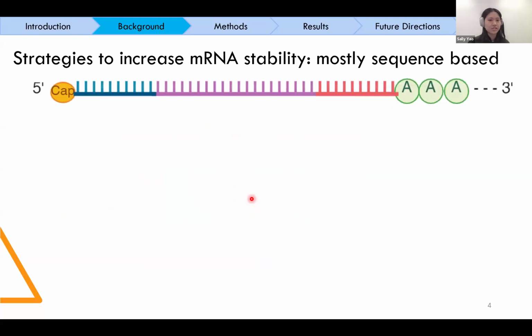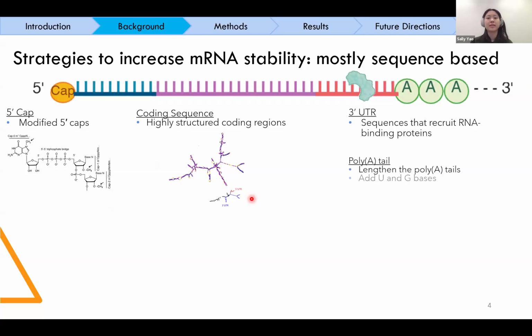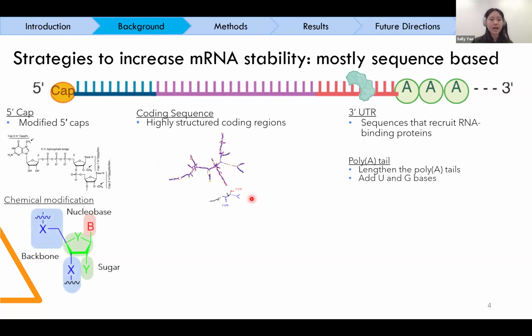There are already strategies to increase mRNA stability, but they are mostly sequence-based. First, you can modify the 5' cap, or you can use computational tools to maximize the folding and structure of the coding regions. You can also use a sequence that is known to recruit RNA binding proteins, or even lengthen the poly A tail. And a really well-known method is to use chemical modifications.